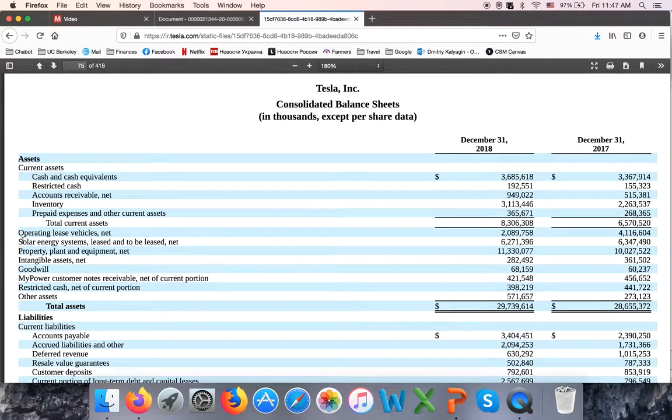You can see here operating lease vehicles, solar energy systems, PPE. We will focus a lot on property, plant, and equipment. And it's reported at net, meaning at the book value, at the cost minus accumulated depreciation. Intangible assets, we will briefly talk about them in this chapter, goodwill, and so on and so forth. So again, we're not going to go over every item. We will just cover 3 major components of long-term or non-current assets.